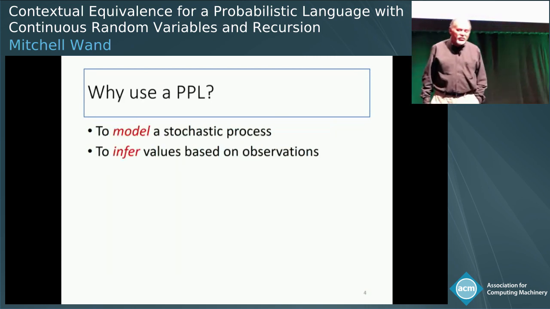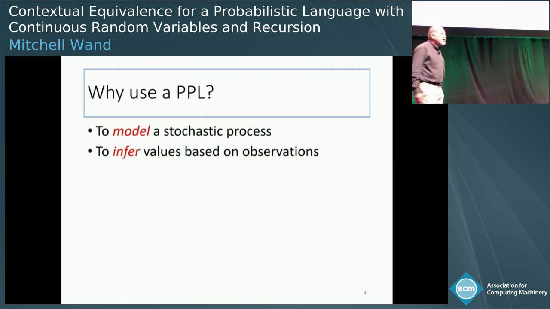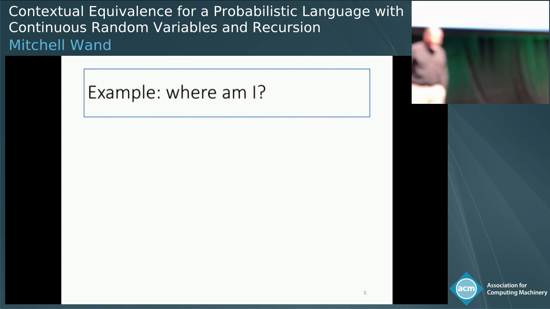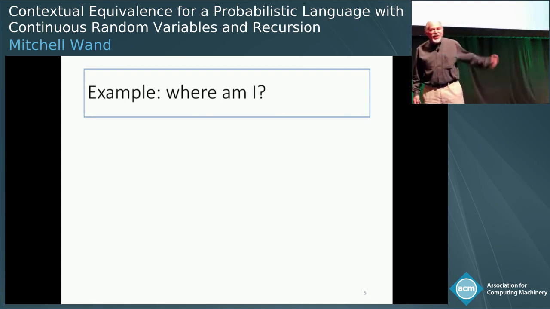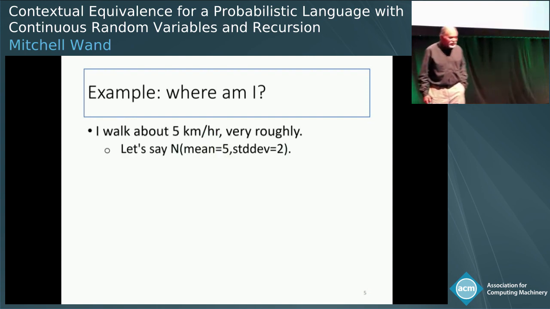Why use a PPL? Well, we use a PPL to model a stochastic process and to infer values based on observations. What does that mean? Let's take a look at an example. Here is a simpler example than the one Adam just had. In fact, I had linear regression as my first example, and I ripped it out and replaced it with this one, which I hope will be a little simpler, if that's possible.